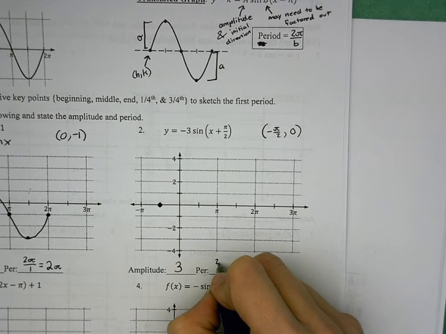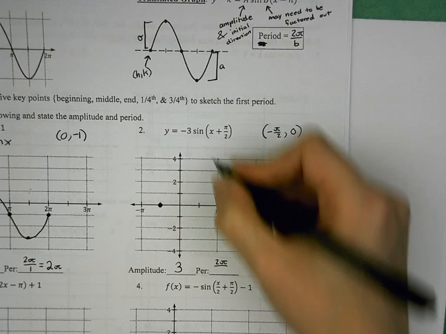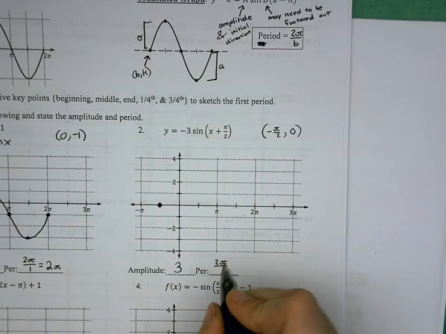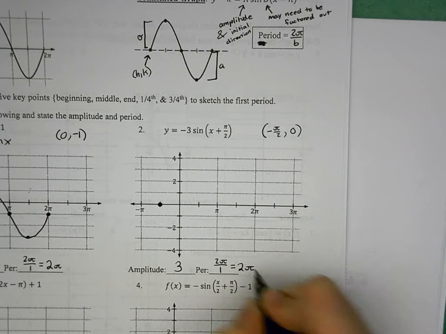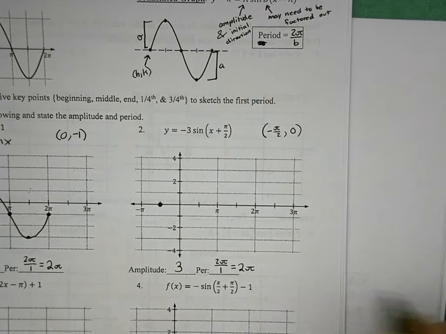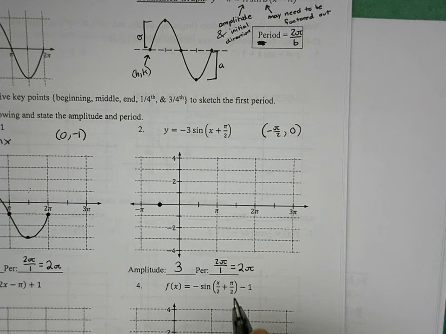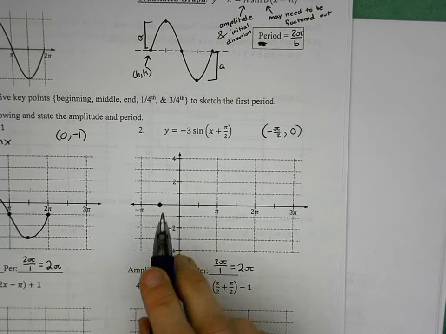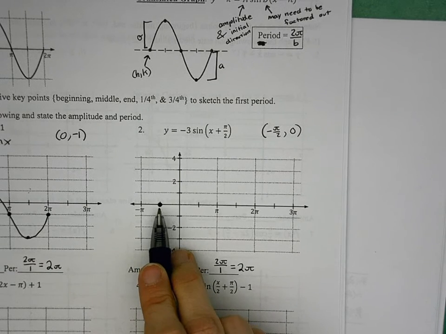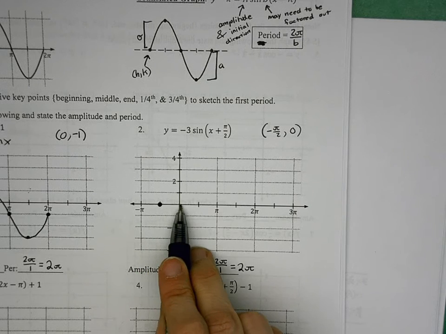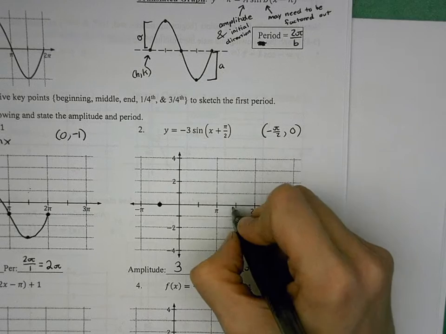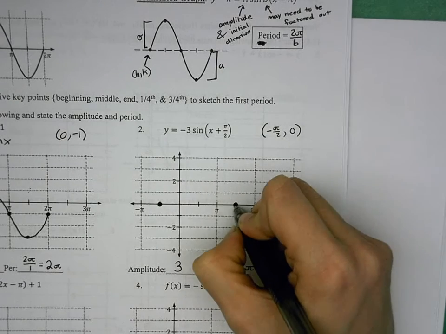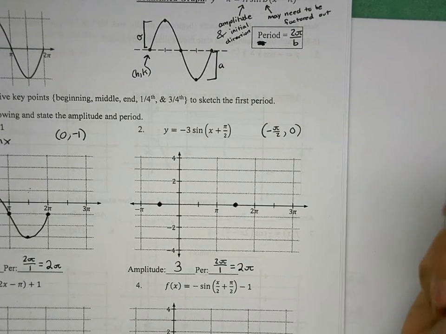Period is 2 pi over your b. My b in this case, the coefficient inside, is 1, and so my period is 2 pi. Okay, that helps me get my last point. My last point is 2 pi away from where I started. So here's where I started, at negative pi over 2. So we are at 1 pi, 2 pi. 2 pi away from negative pi over 2 is 3 pi over 2.